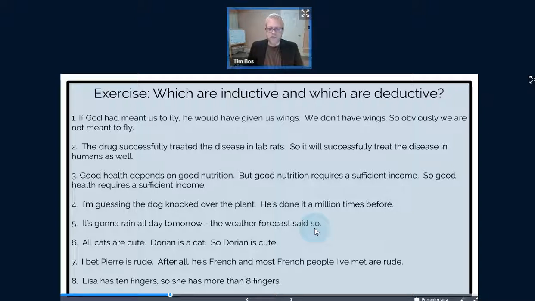And of course, there's all sorts of other problems there. Then, yes, it's inductive, because it's possible for the premises to be true and the conclusion false. Right? With the Dorian example, that's not possible. It doesn't make any sense to say that all cats are cute and Dorian is a cat, but Dorian is not cute. Wait, we just said all cats are cute and Dorian is a cat, so he must be cute, right? That's a logical contradiction. But in 7, it's not.